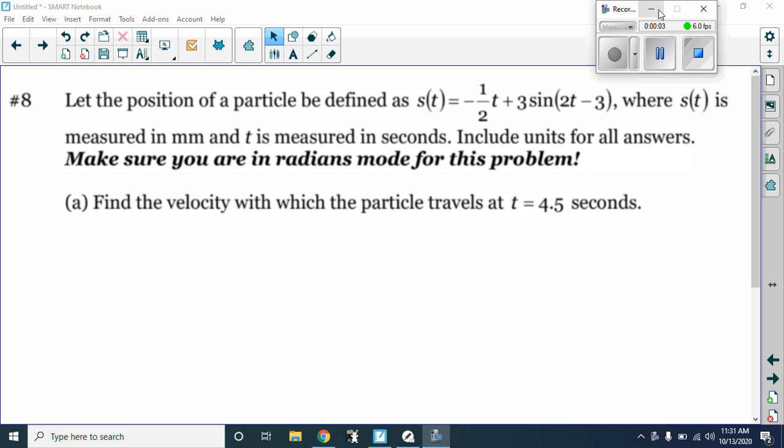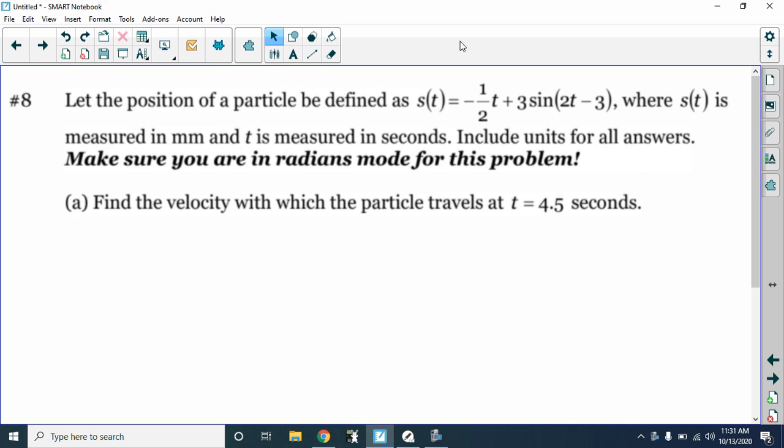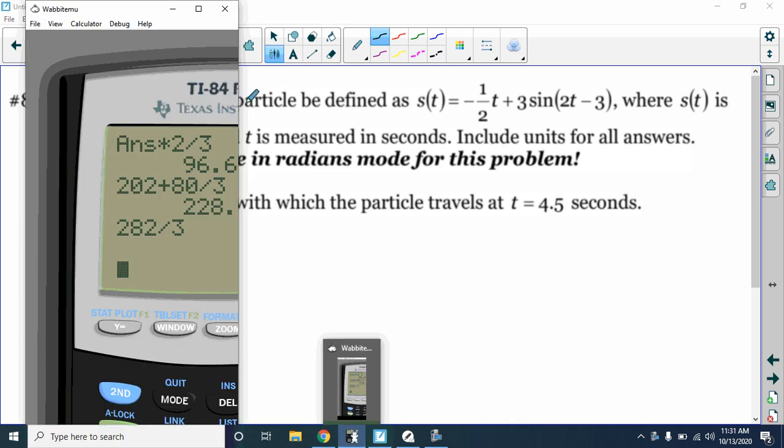This is number 8 from part 2 of the practice test. It is one of these problems where it gives us position and asks us questions about velocity or acceleration. So part A wants the velocity with which the particle travels at 4.5 seconds. And we are given the position function. The easiest way to do it would be to graph position.